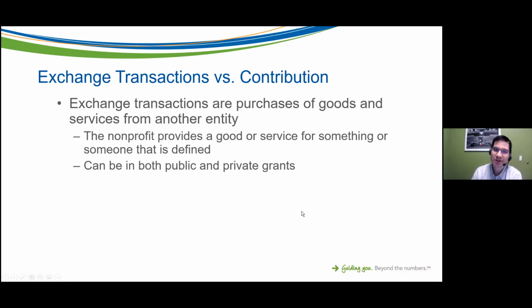Exchange transactions are purchases of goods and services from another company. It's just as simple as thinking when you go to the grocery store, you have an exchange transaction with Woodman's or Pick and Save. You give them cash and they give you food to eat. The nonprofit in this case provides the good or service for something or someone that is defined. So it could be funding the homeless programs or the hunger task force programs, something like that. The service is provided for the money that you are receiving. And then exchange transactions can be in both public and private grants.